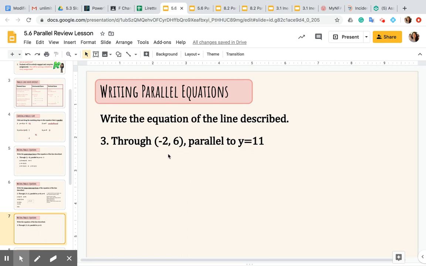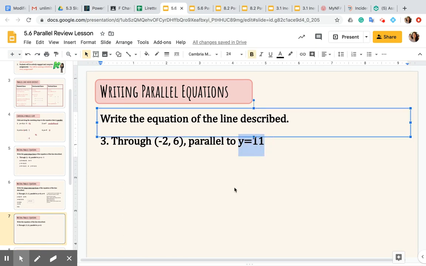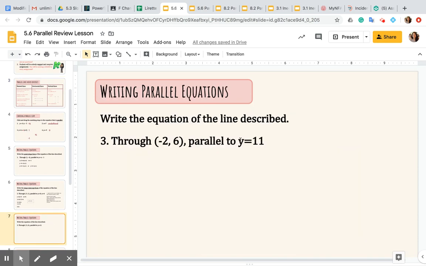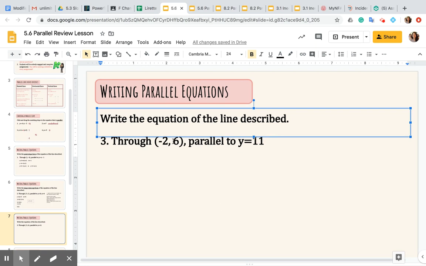All right, let's keep going. These are actually pretty easy ones, like number 3. It says write the equation of the line described. It's got to pass through this point, and it's got to be parallel to y equals 11. What do you notice is missing from this equation? An x. So the only thing that's here is a y. Let's go back to our table. Y equals a number, give me y equals a different number. Now, this is going to have to be a specific y value. Specifically, it's got to be the y value from that point.